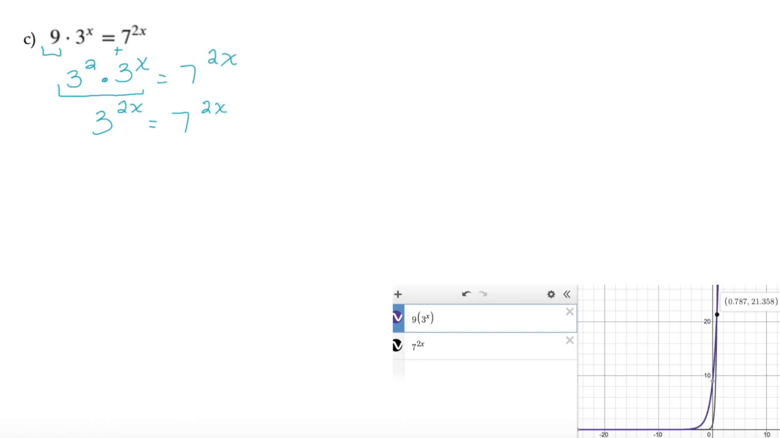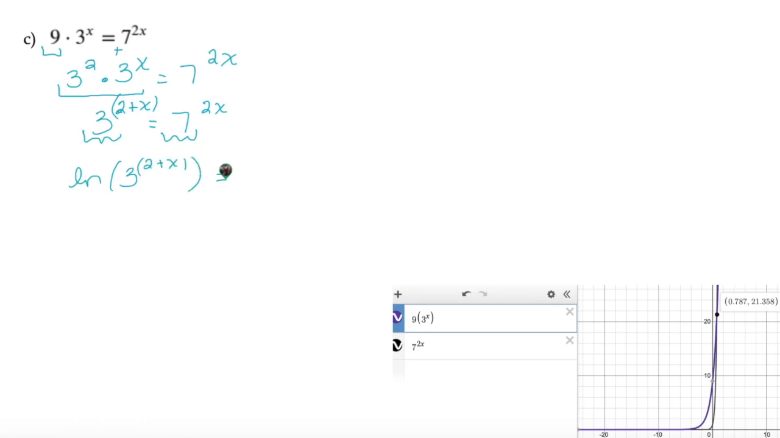Excuse me, we add our exponents, not multiply them. Oh goodness, that could have ended badly. So 3 to the power of 2 plus x is equal to 7 to the power of 2x. All right, but at the same time, our bases are not the same. 7 and 3 are not the same base. So we need to take the natural log of both sides.